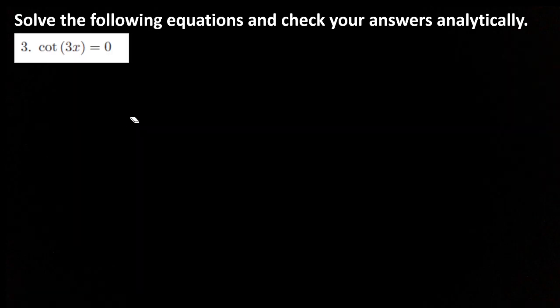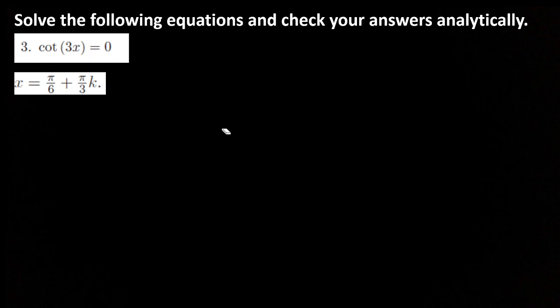So here's another one that's cotangent. So we could take cotangent inverse of both sides, or we could just convert it to tangent. Now if you convert it to tangent, then this would be 1 over 0. So that would be tangent of 3x equals 1 over 0, which is infinity. We could do that. But we can also take cotangent inverse of both sides. What's cotangent inverse of 0?